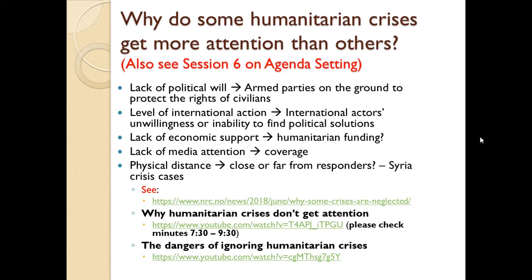This question would be mostly addressed in session 6 on agenda setting, but some of the reasons why some crises don't get attention could be that there is a lack of political will, armed parties on the ground to protect the rights of civilians, or the level of international action. The international actors could be unwilling to act, or there could be a lack of economic support or media attention, because media plays a very big role in problem identification and agenda setting, and in bringing attention to the public and other actors. It could also be physical distance, close or far from responders, e.g. the Syria crisis, or that all other alternatives are failing even when they try them, for instance in Yemen.